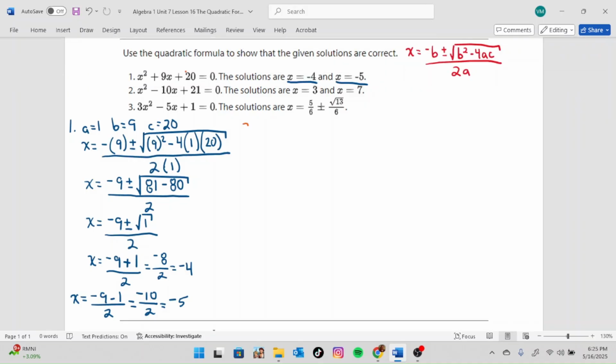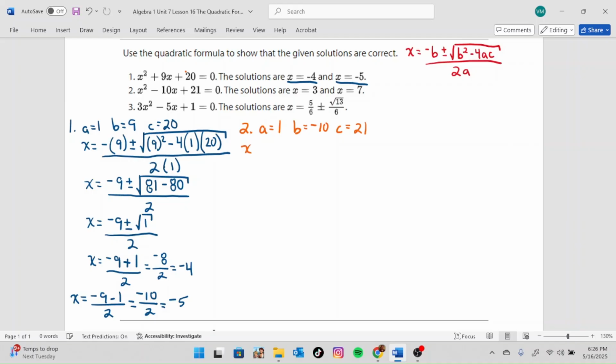Number 2. We need to identify A, B, and C. A is the coefficient in front of x squared. Since we don't see a number, it's understood to be 1. B is the coefficient in front of x, so that would be negative 10. And C is the constant term, so that would be 21.